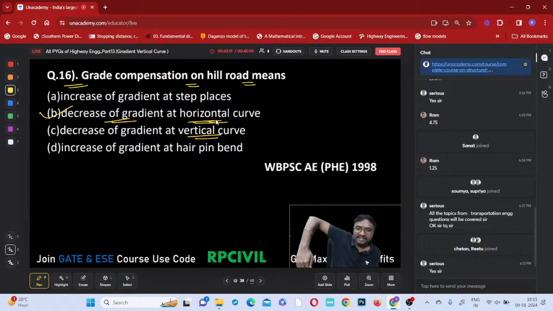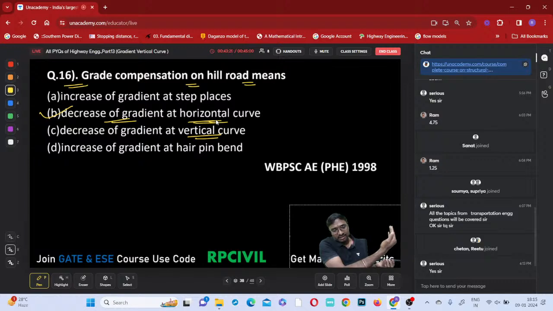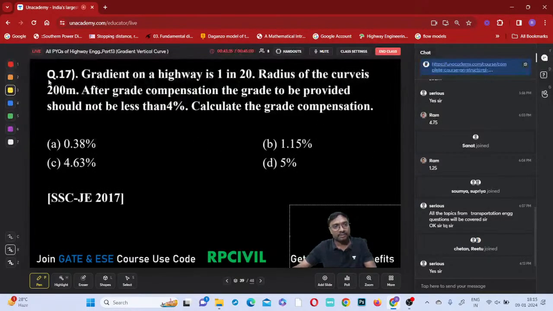In the case of a vertical summit curve or vertical valley curve, is there any loss? No, no resistance. Only if a horizontal curve is associated with the gradient do we have to go for compensating the gradient. 17th question, try to answer.